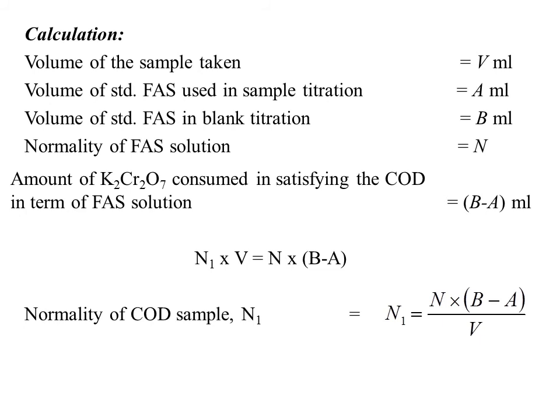Substituting this volume of potassium dichromate in the formula N1V1 equals N2V2, you will find that N1, that is the normality of the chemical oxygen demand, is equal to N into B minus A divided by V. That is, the normality of the sewage sample, N1, is equal to the normality of the potassium dichromate into the volume of potassium dichromate actually consumed by the sewage, divided by the volume of the sewage sample taken for the experiment.